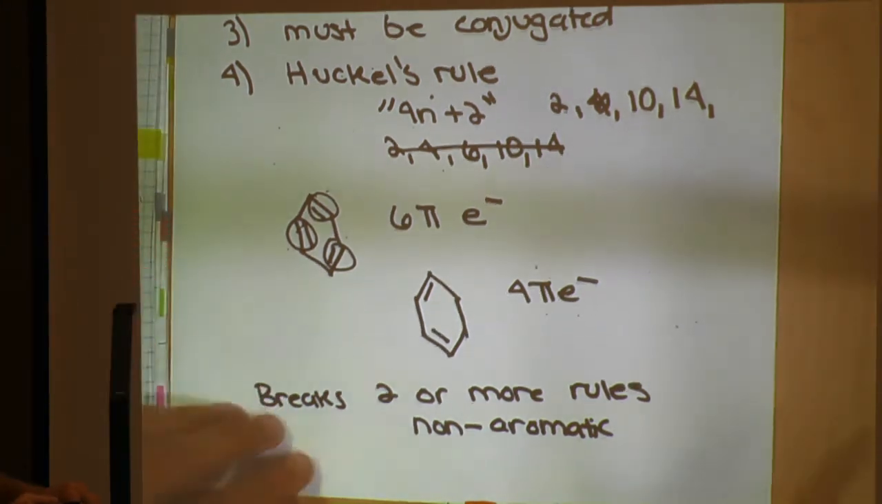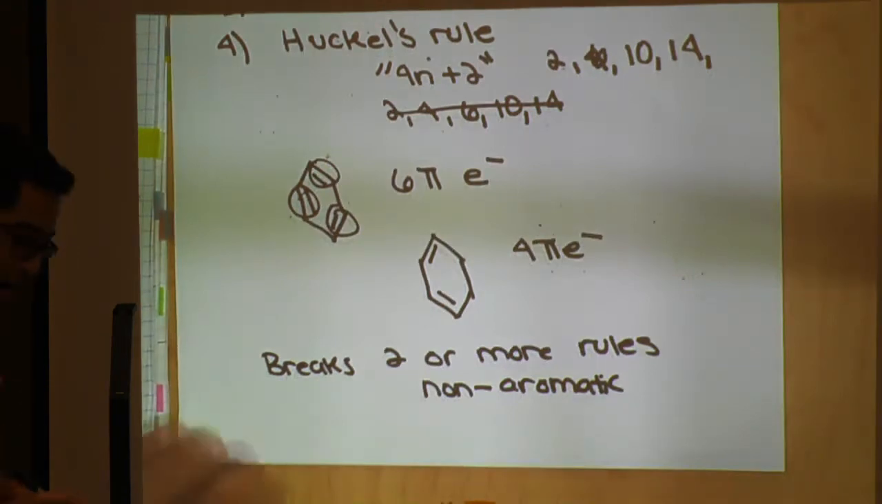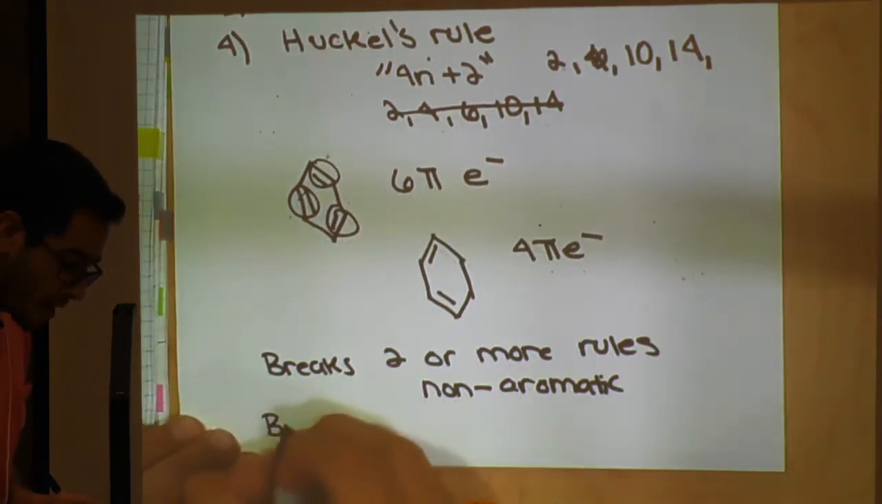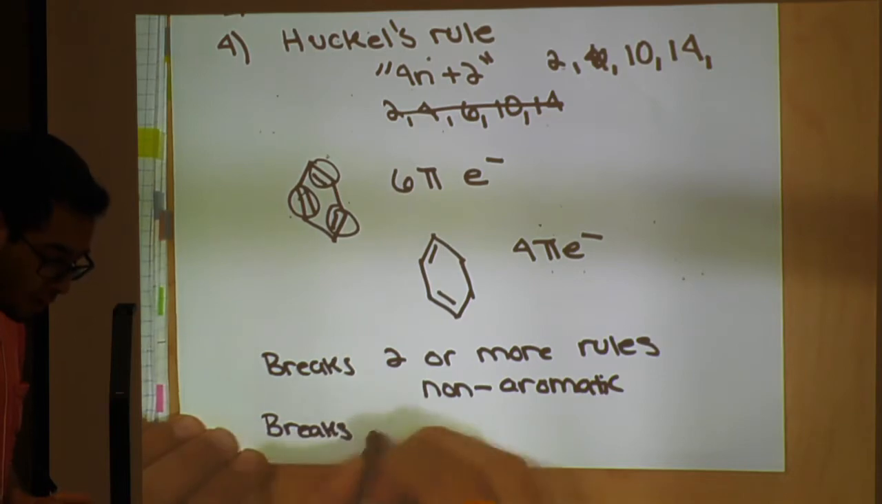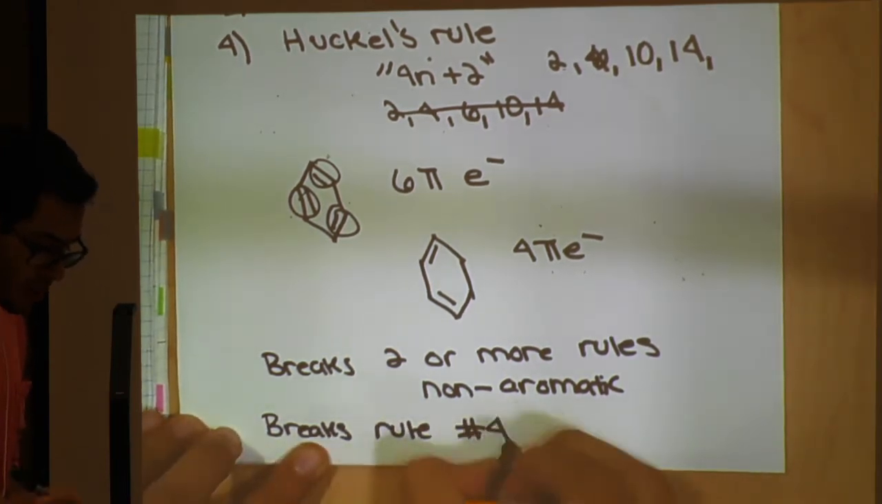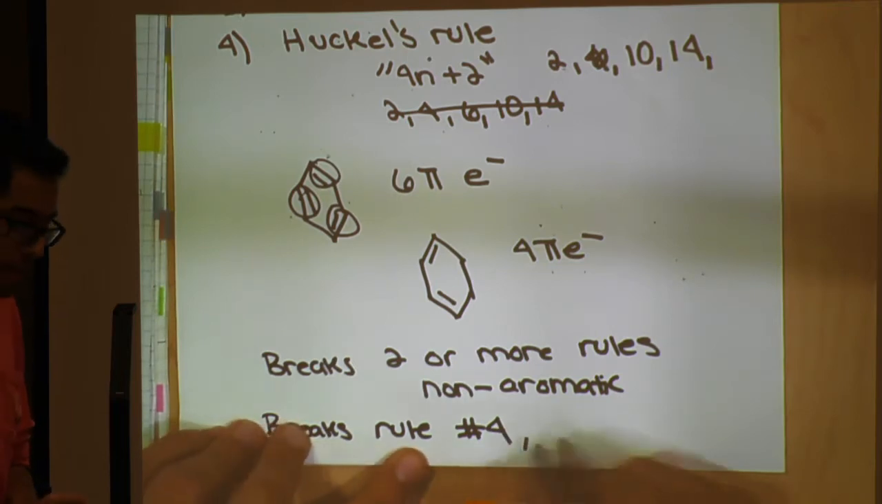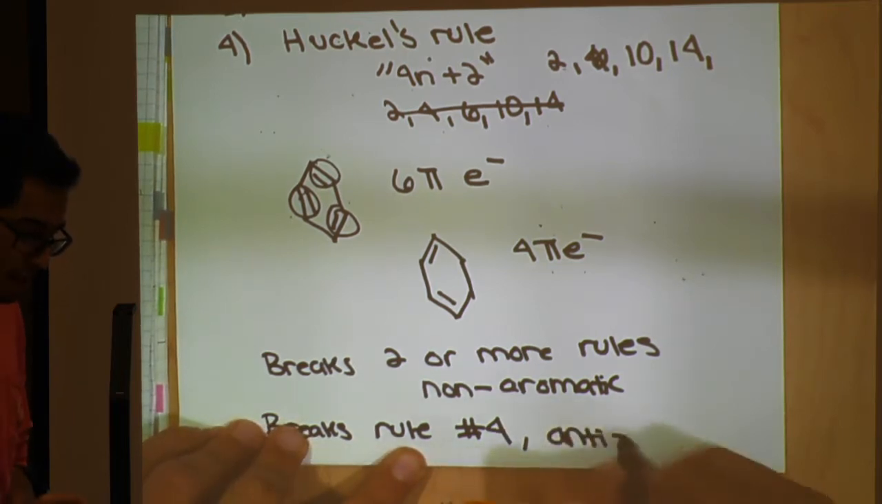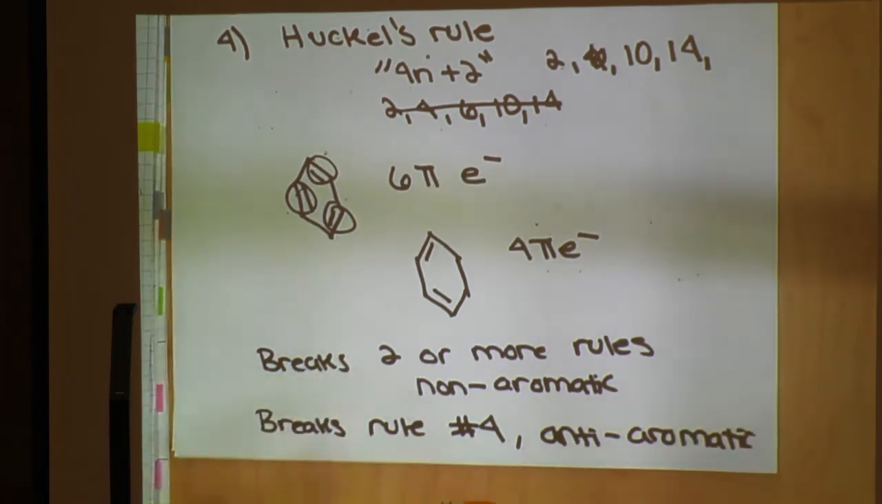So if it breaks 2 or more rules, it's non-aromatic. If it only breaks Rule 4 and satisfies everything else, it's anti-aromatic. And then obviously if it satisfies all 4 rules, then it's aromatic.